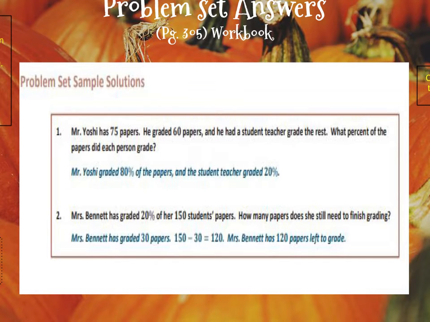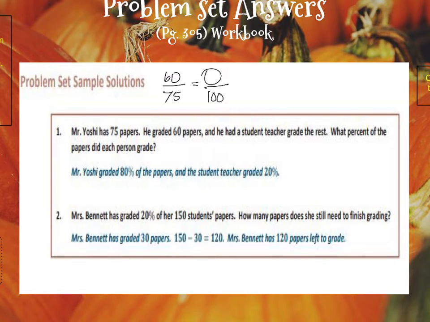Mr. Yoshi has 75 papers. He graded 60 papers and he had a student teacher grade the rest. What percent of the papers did each person grade? So there were 60 papers that he graded, and there were a total of 75, right? And the 75 equals 100%, and we want to know what percent he did, 60 out of 75.